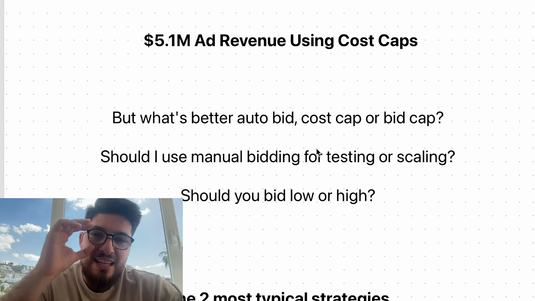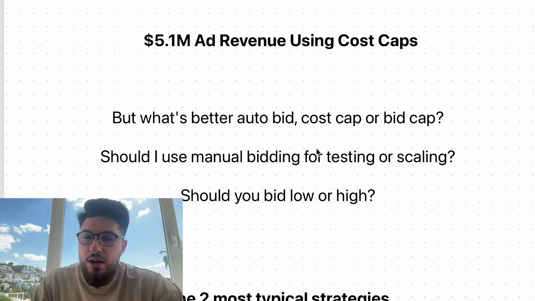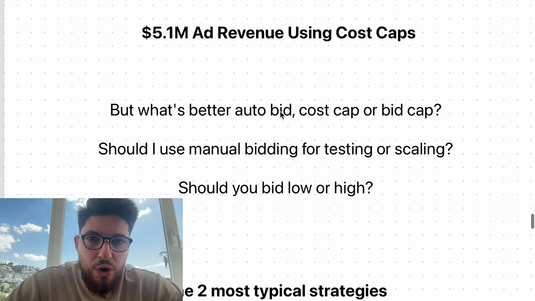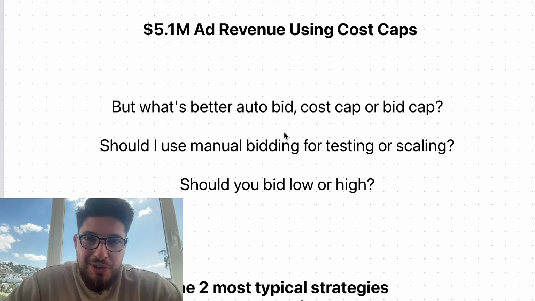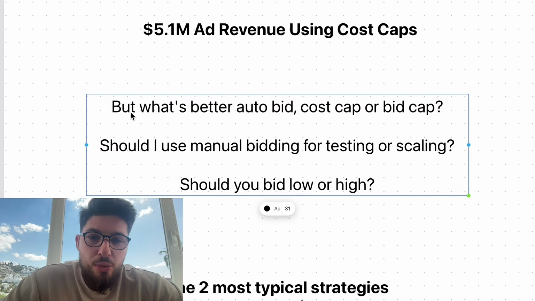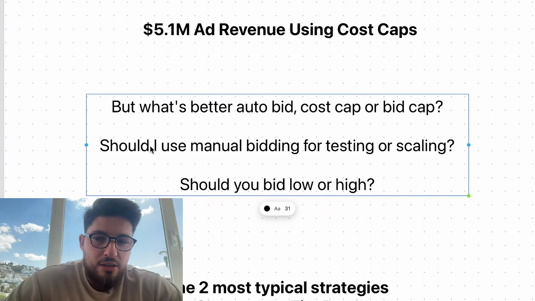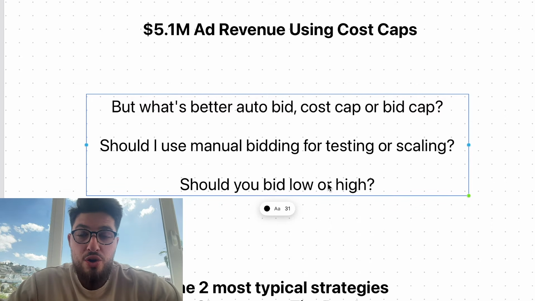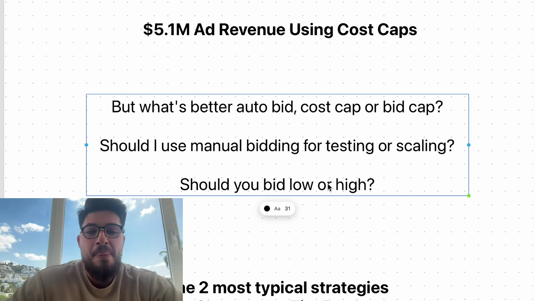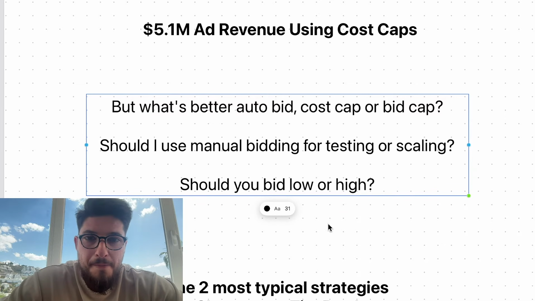I think that's my best ever campaign, and the fact that it's using a cost cap should tell you that this video is worth it and you should be considering some type of manual bidding in your accounts. So what's better: auto bid, cost cap, bid cap? The typical question that I get: should I use manual bidding for testing or for scaling? Should you bid low? Should you bid very high? We're gonna see that in this video.